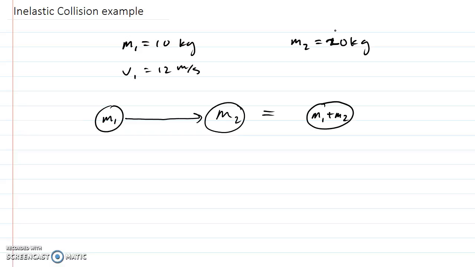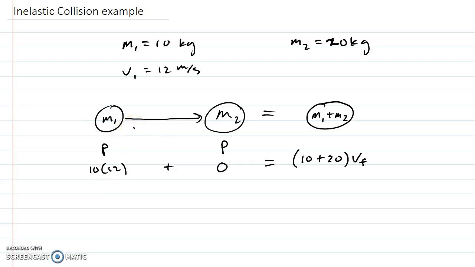Okay. And so the momentum before should equal the momentum afterwards. So, if you think about this guy's momentum, it's going to be m times v, which would be 10 times 12. This guy's momentum, because it's not moving, would be 0. So we add those up, and then afterwards, we're going to have one clump here. And so the total mass is going to be 10 plus 20 kilograms times its velocity. Now that's the key here. We don't know what the final velocity is going to be.